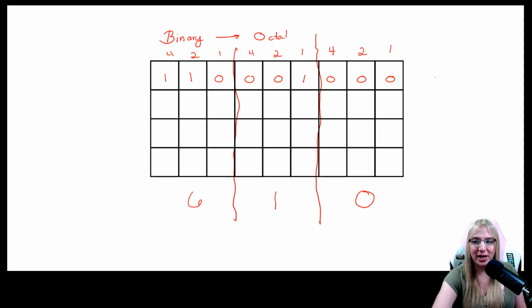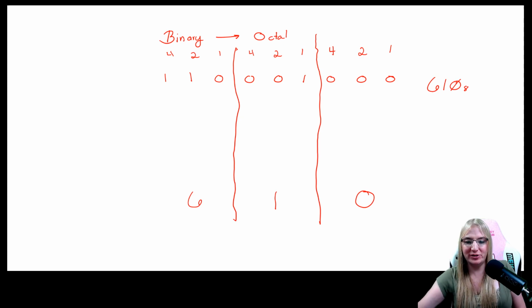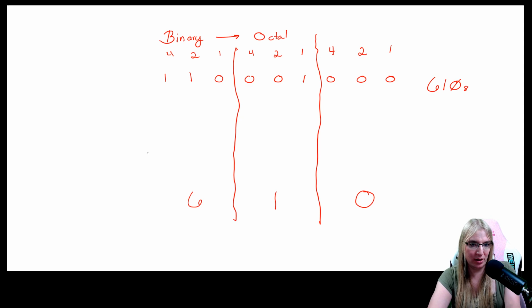So in this case, we end up with 610. And because it's octal, we're going to write the little base 8 below it. So just like that. How cool is that, guys? So that's the basics of converting a number to octal.